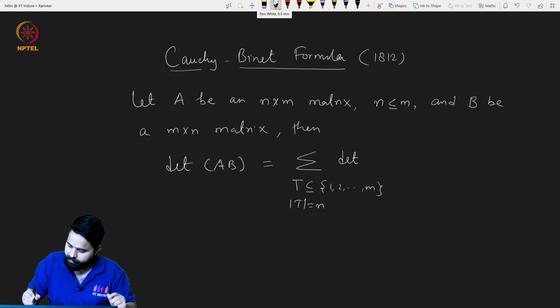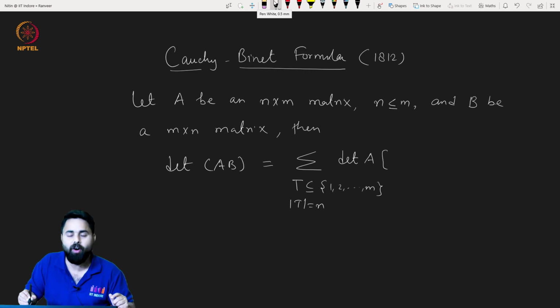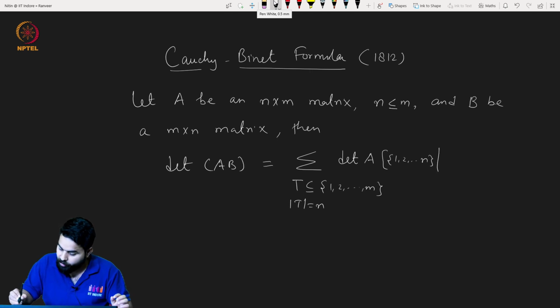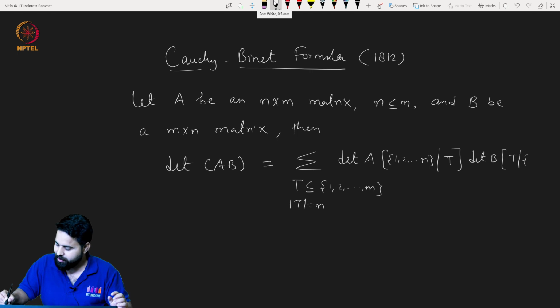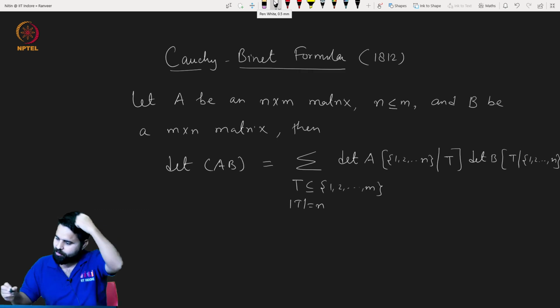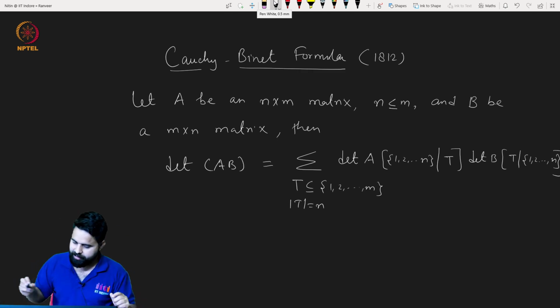Then it is the sum of the determinant of A, where you take all the rows, basically rows 1 up to n, and the columns corresponding to t, multiplied with the determinant of B, where you now choose the rows corresponding to t, but all the columns 1 up to n. I hope this is clear.